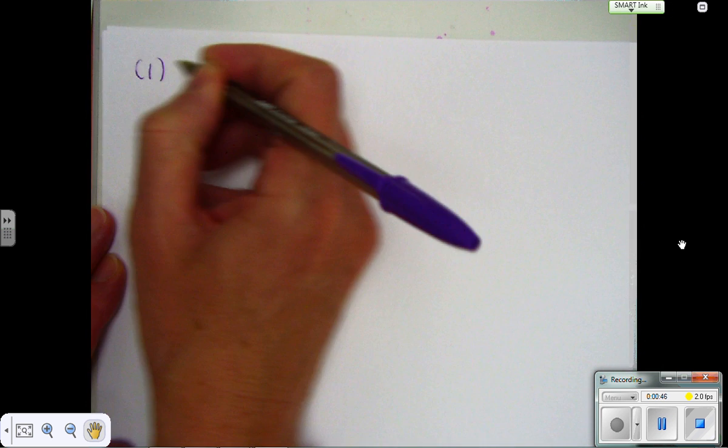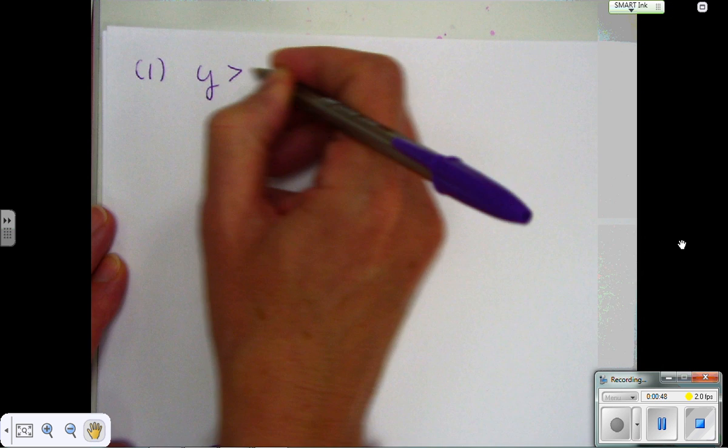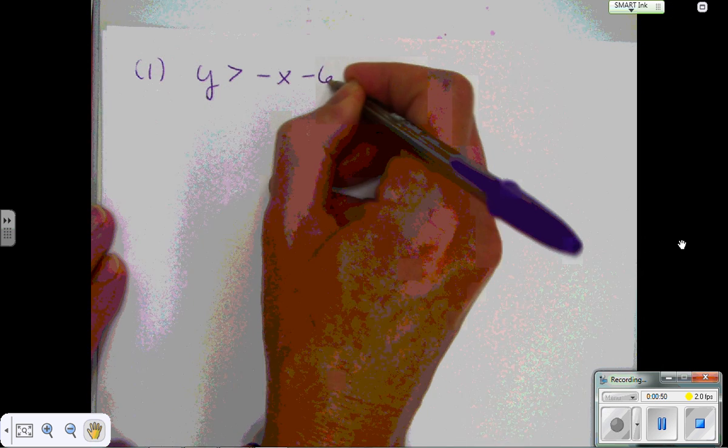To solve a quadratic equation by graphing, follow the same method. Okay, so we're going to do two different things with these quadratic inequalities. The first thing is we're going to solve it by graphing. The second thing is we're going to solve it algebraically. So on the first one, number 1, y is greater than negative x minus 6x minus 7.